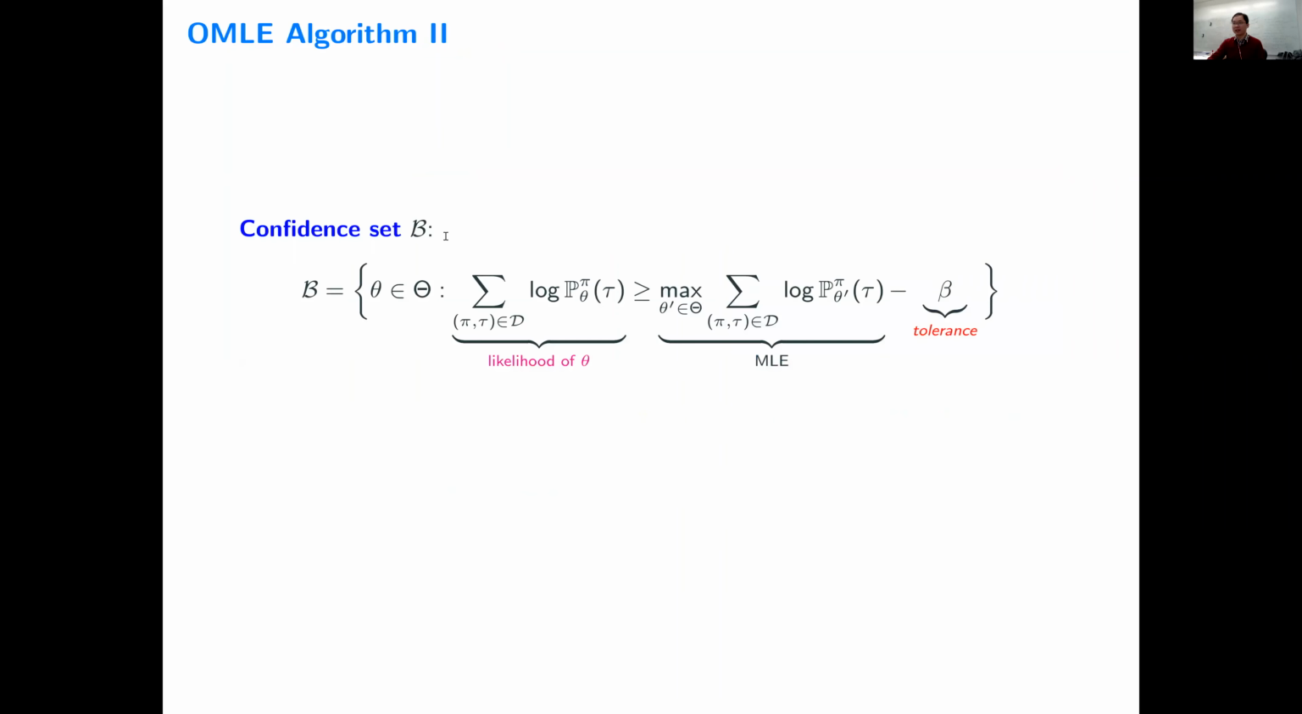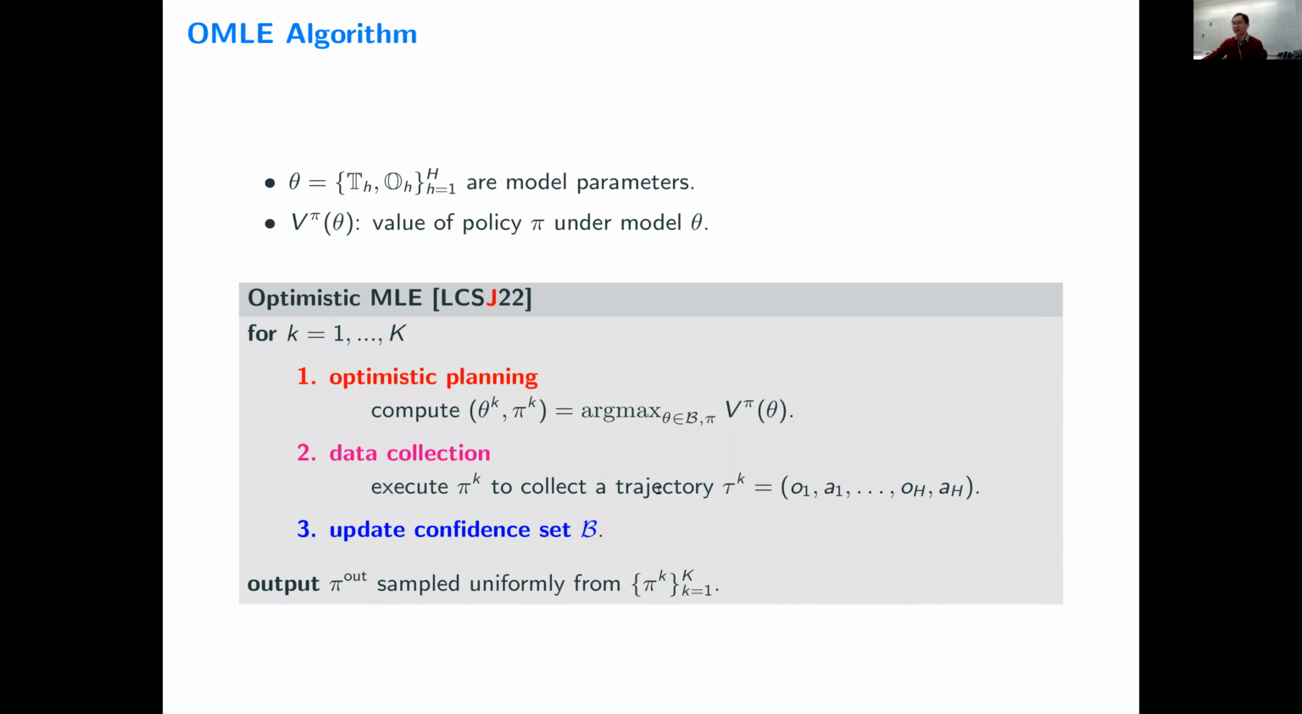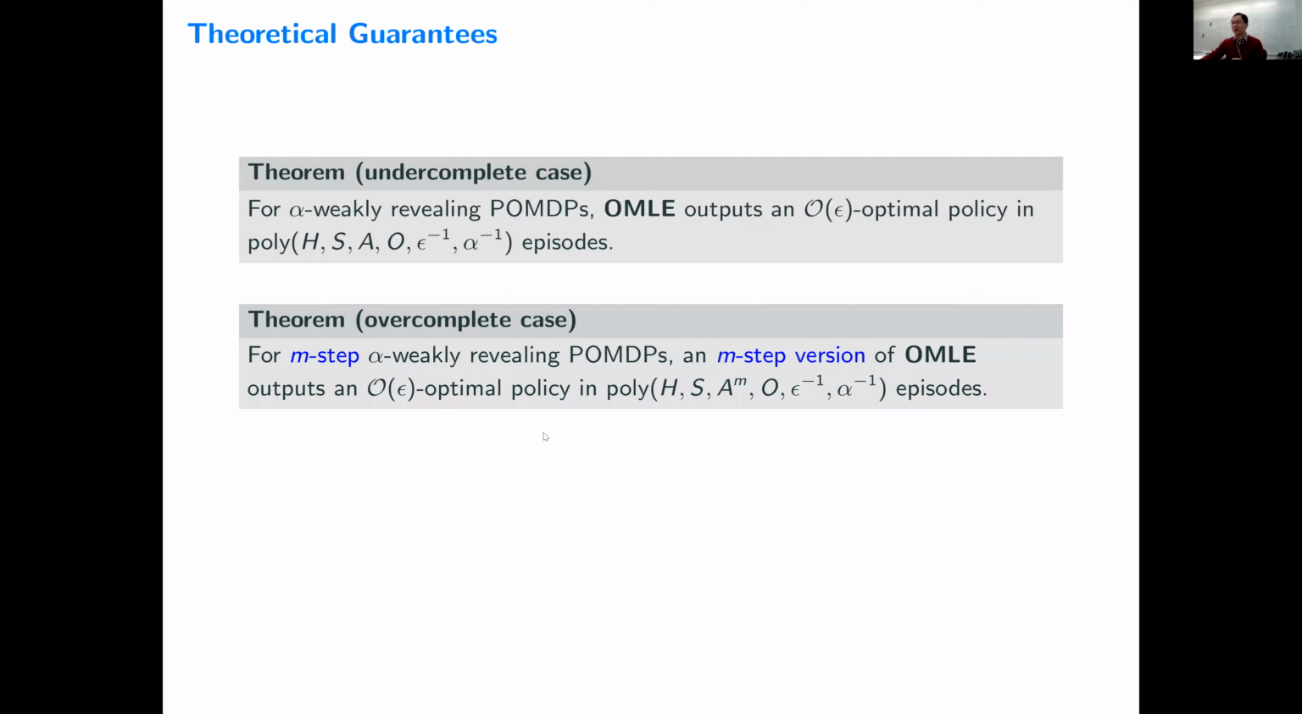The only difference is in the data collection steps, we are no longer just executing the optimistic policy. We execute the optimistic policy followed by M-step random actions. We just do some random exploration. And once we have that, we can learn everything in terms of a polynomial of H, S, O, epsilon^-1, alpha^-1, the same thing. The only difference is we need to take some A to the M because we do M-step revealing.